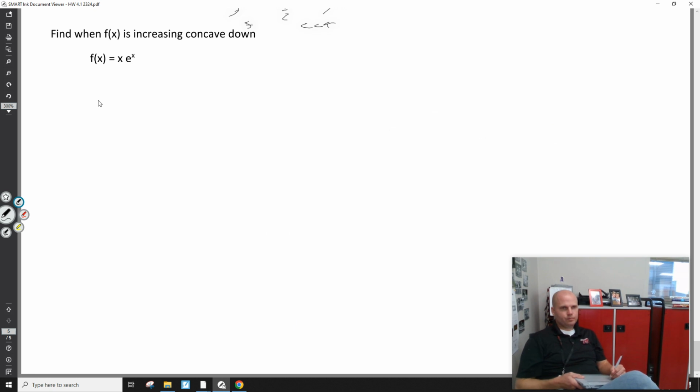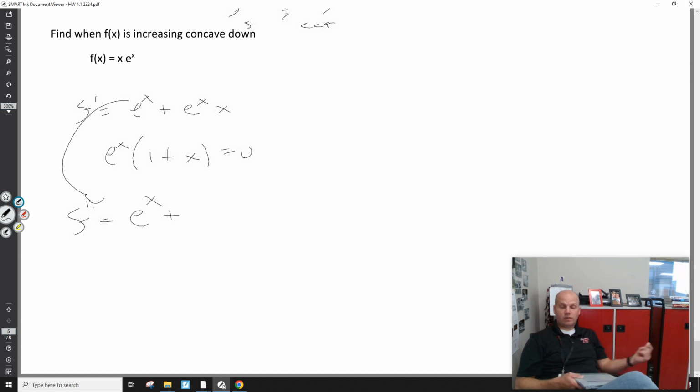Last one. Derivative of the first times the second plus derivative of the second times the first. Factor out an e to the x. Set it equal to 0. Got that. Second derivative. Let's go off of this just so you see what it looks like. It's the derivative of e to the x plus the derivative of e to the x times x, which means just take the derivative of e to the x.